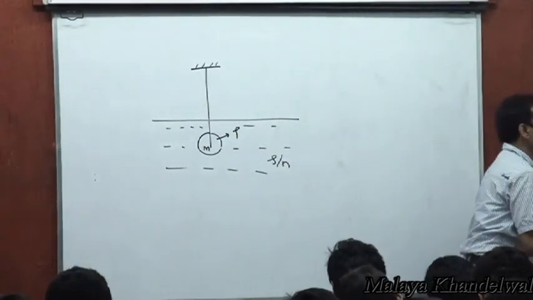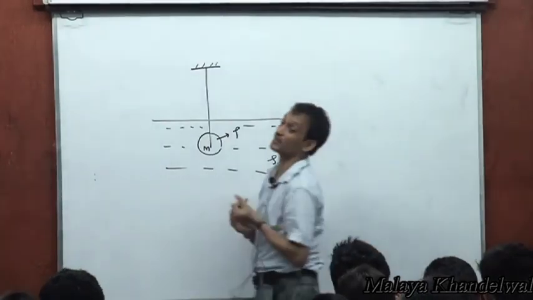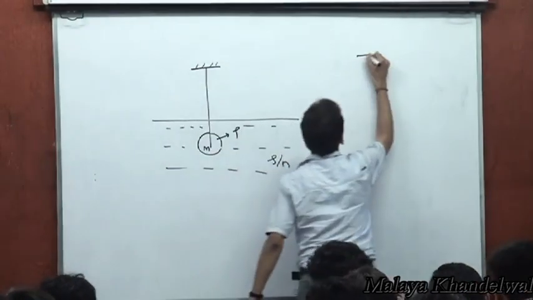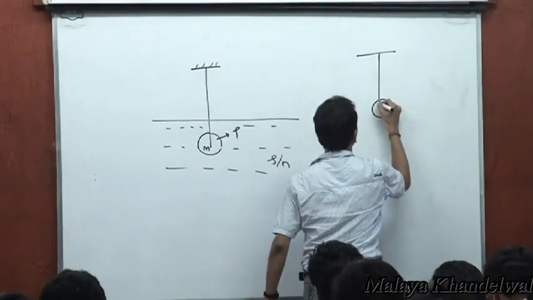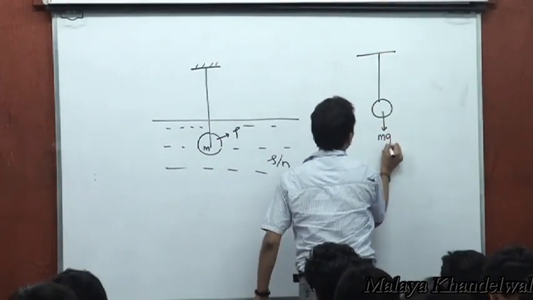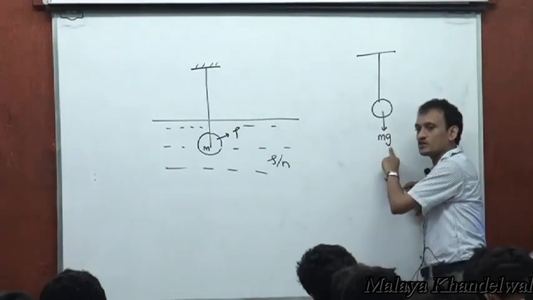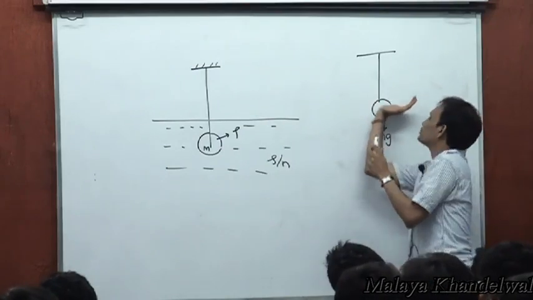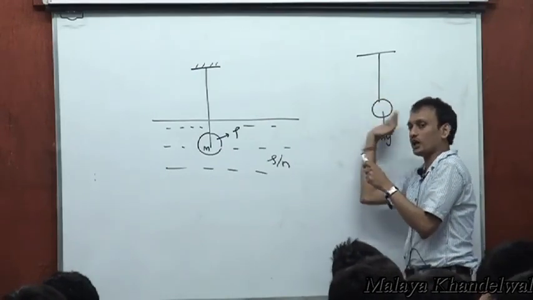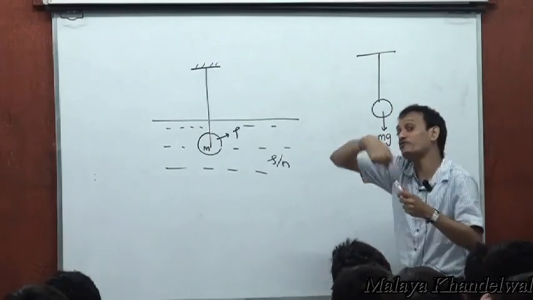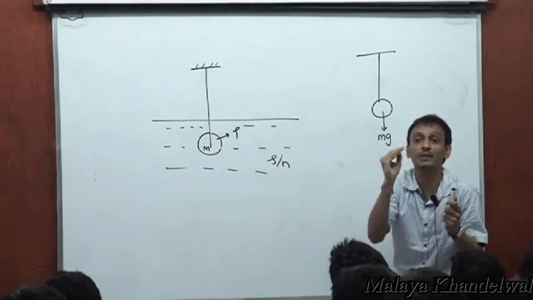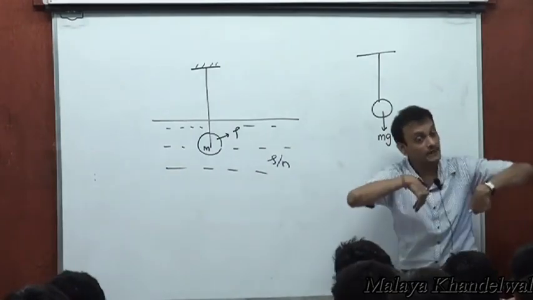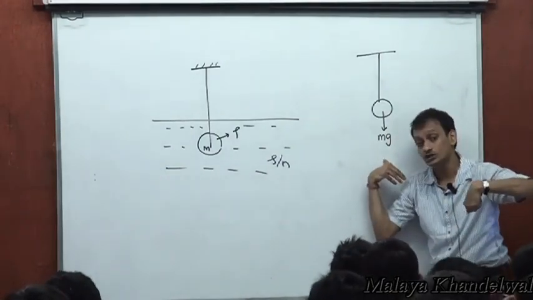Well, if it was in air, the time period would have been 2 pi root L by g, because in air it's mg and g effective is equal to g. But suppose you had to push it up along with mg downwards. Then the net force downwards will not be mg, it would be mg minus the upward force. So g effective would become less than g, right?